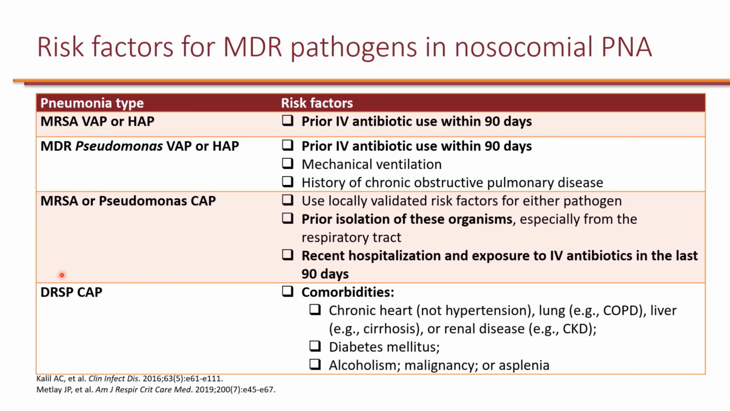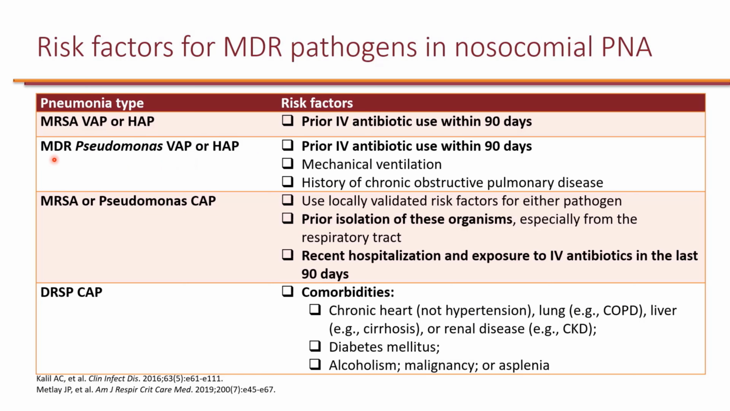Now here is information from two different guidelines. The first guideline is the HAP and VAP guideline. Here they have identified risk factors for MRSA in HAP and VAP, as well as risk factors for multi-drug resistant Pseudomonas in HAP and VAP. So the common risk factor for these two is that if a patient has received IV antibiotics in the previous 90 days, that is a risk factor for selection for MRSA, as well as selection for multi-drug resistant Pseudomonas. If someone has these risk factors, they should be covered for MRSA and for multi-drug resistant Pseudomonas.